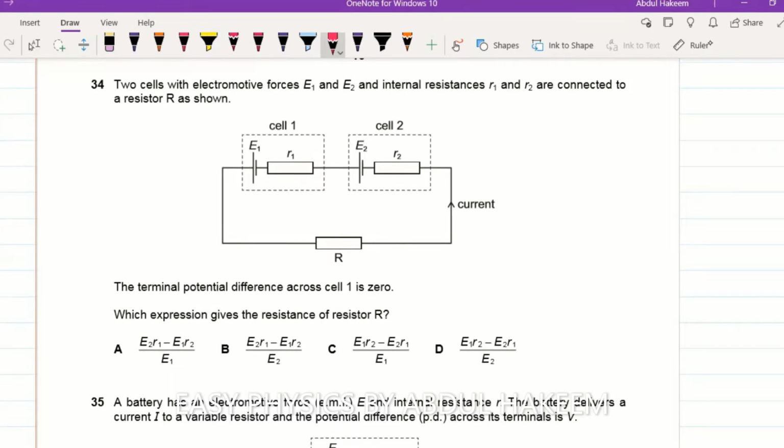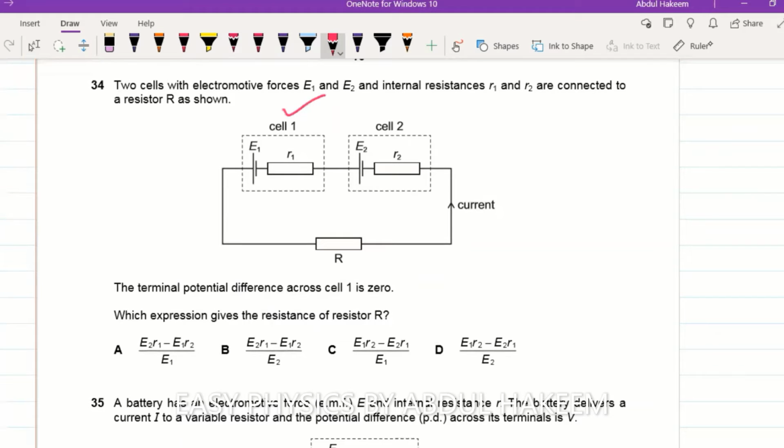connected with each other, and the internal resistances are R1 and R2. And the external resistance is R. The terminal potential difference across cell 1 is 0. So this is cell 1. Which expression gives the resistance of the resistor R?